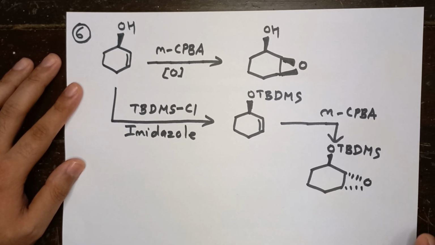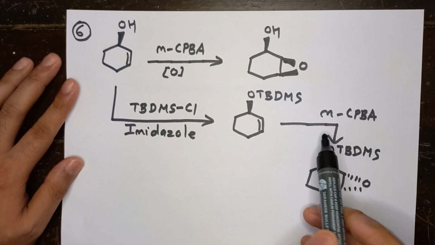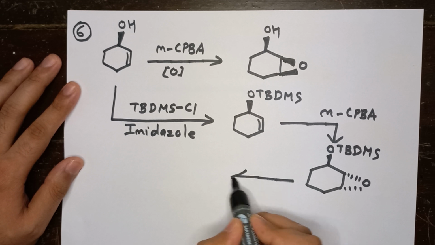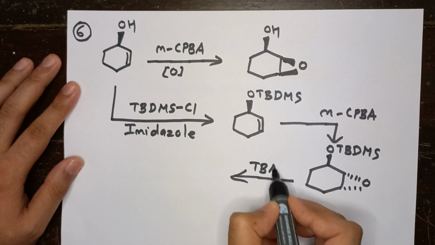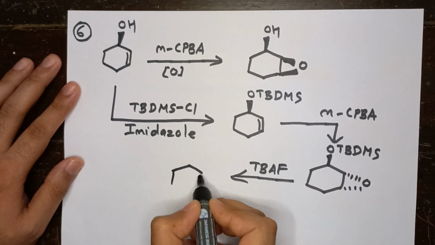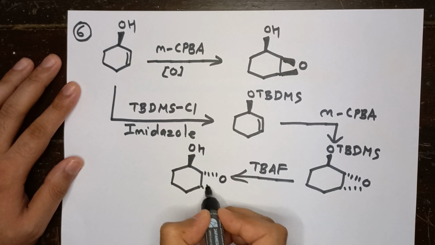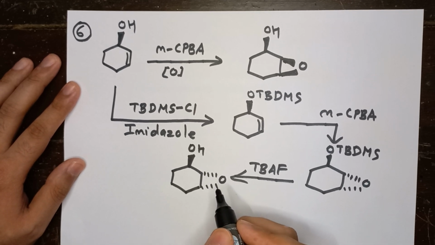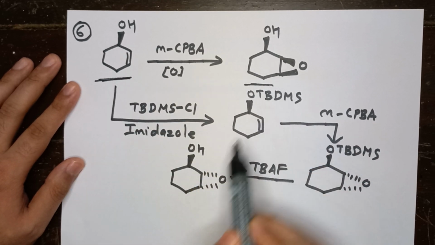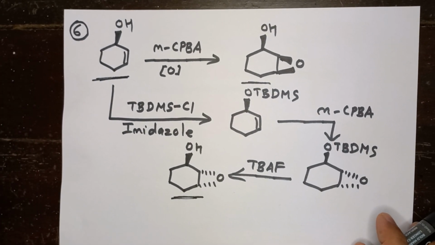I hope I'm clear that this time I converted OH into OTBDMS. I removed the hydrogen, so MCPBA will not do hydrogen bonding and will insert the oxygen below the plane. Now let's get our OH group back by using TBAF. So convert your OTBDMS back into OH using this TBAF molecule, and you will be able to form this molecule. Now you know how to insert oxygen above the plane and below the plane by changing your reagents. So this was the sixth problem, a very interesting problem.